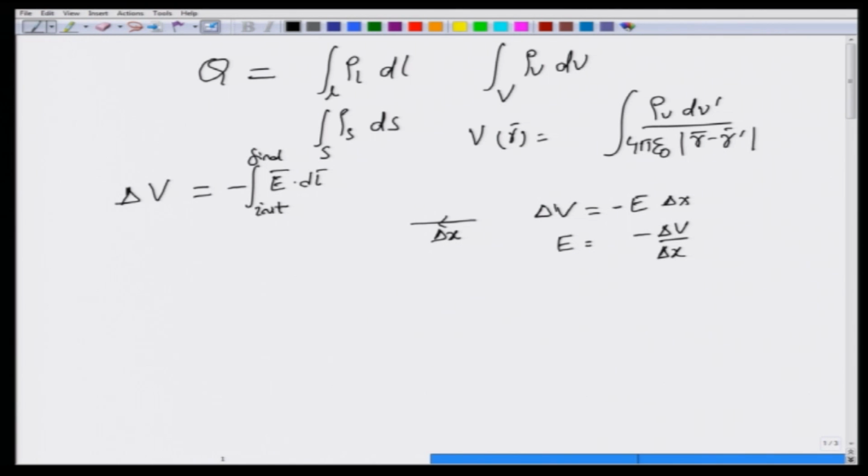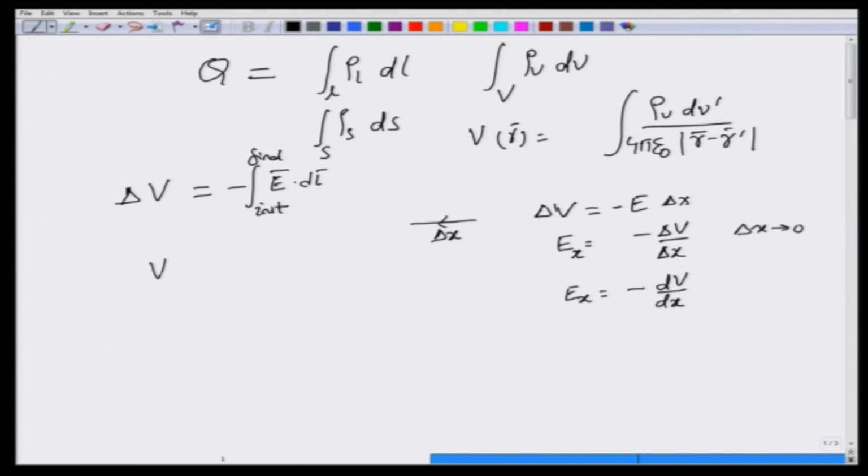We have seen this minus del V by del r, and then del r was taken to 0, but here I am trying to make it a little more precise. So, what field have I actually obtained? The field that I have obtained by moving along delta x is the x component of the field. And in the limit of delta x going to 0, the electric field at this point is given by minus dV by dx.